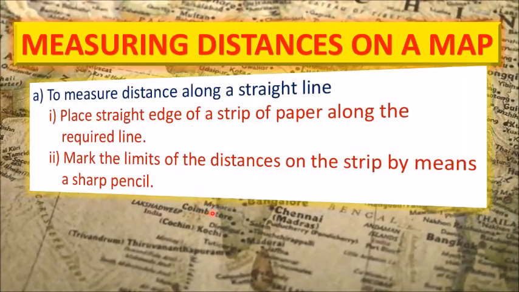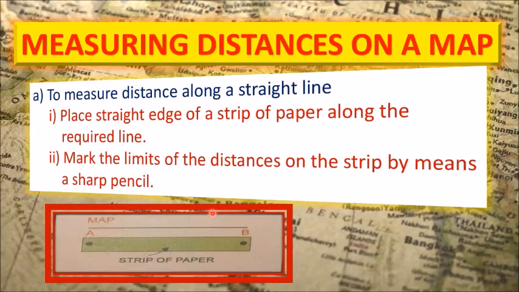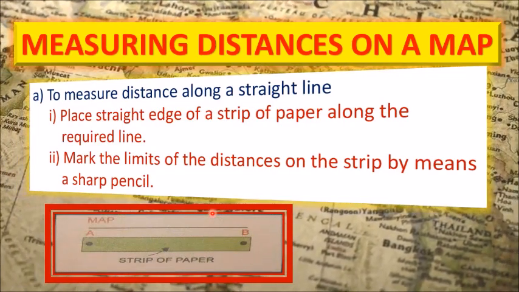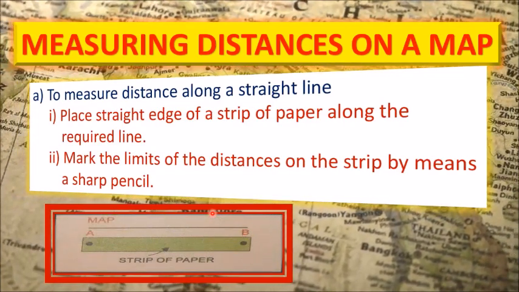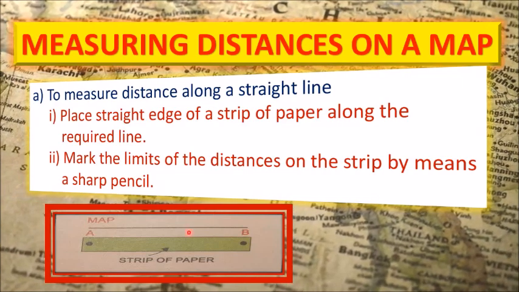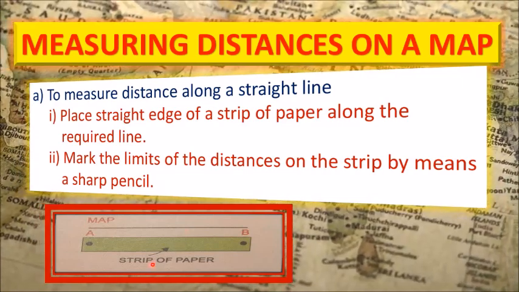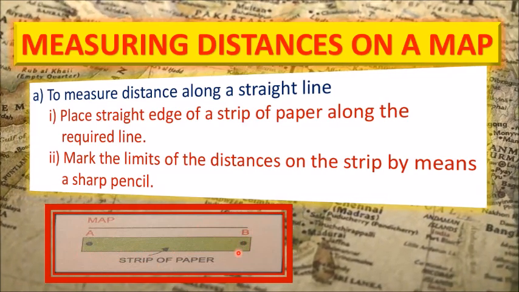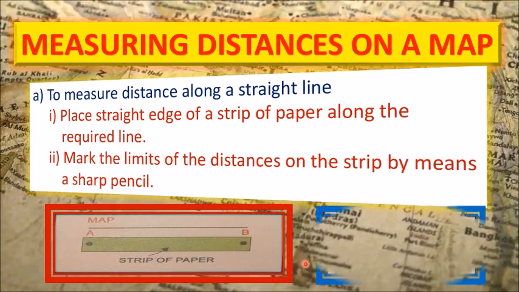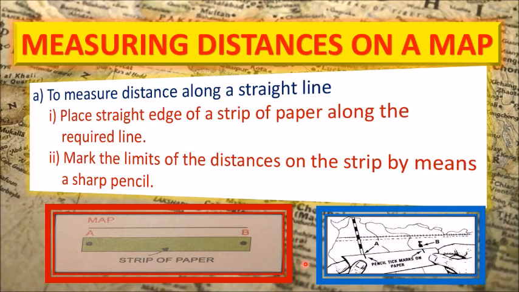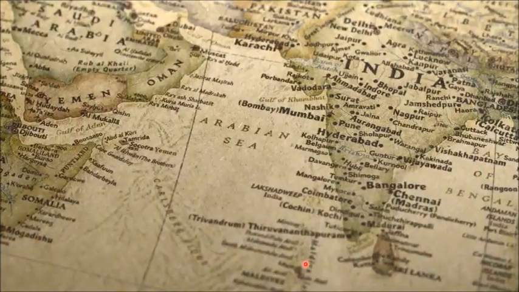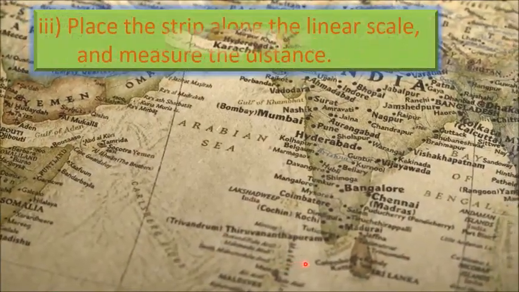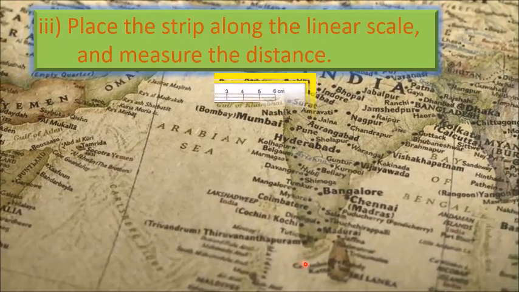First, to measure distance along a straight line, place the straight edge of a strip of paper along the required line. Mark the limits of the distances on the strip by means of a sharp pencil. Then place the strip along the linear scale and measure the distance.